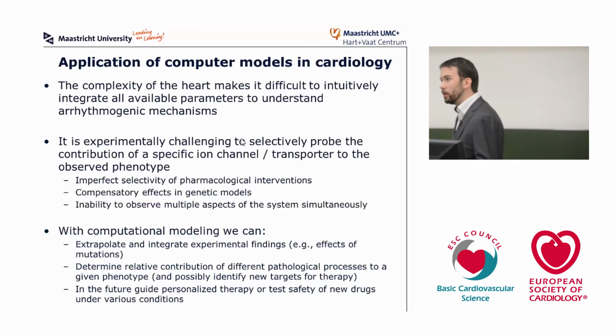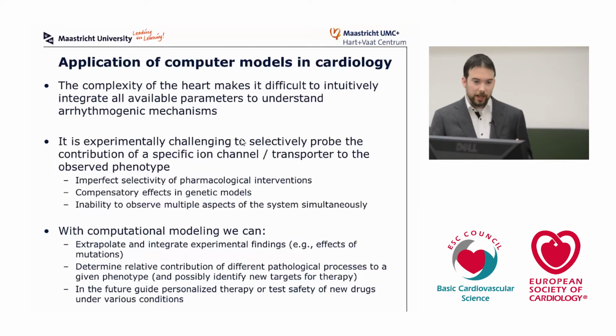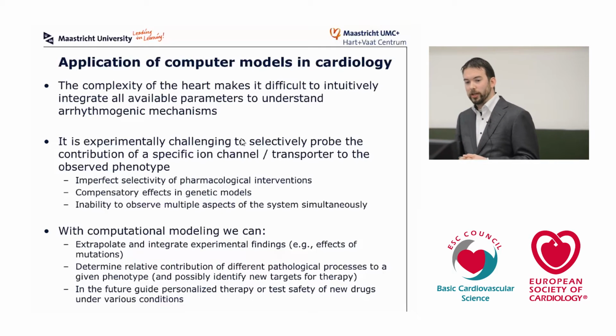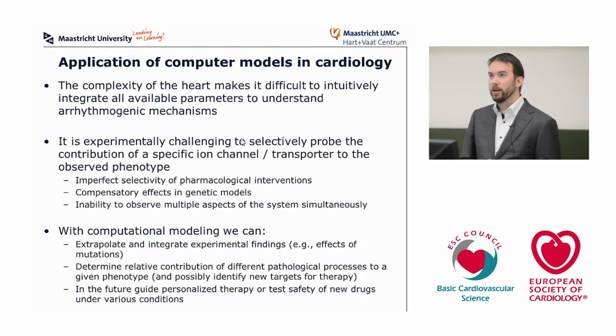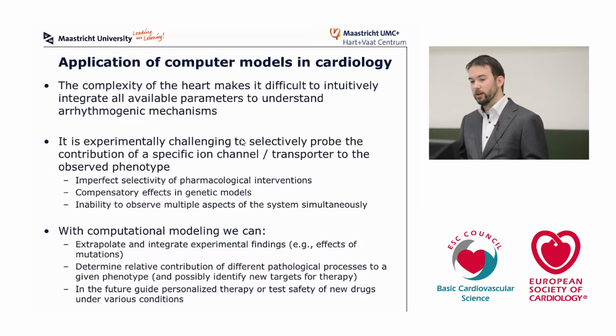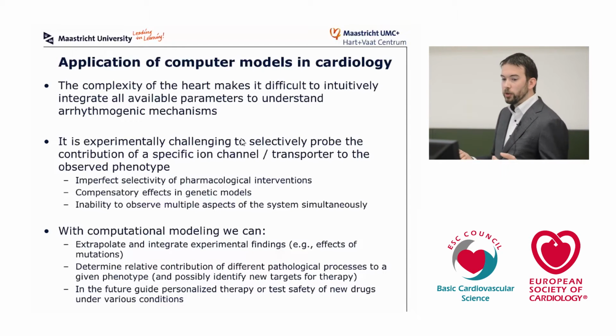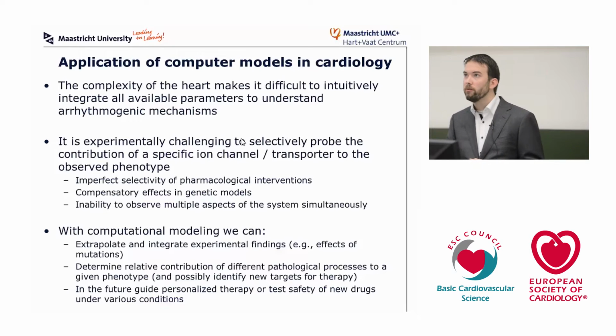Computational modeling is a complementary approach that can help us to overcome some of these limitations. It might allow us to extrapolate and integrate experimental findings. For instance, we can know that a mutation has a certain effect on an ion channel, but what does it do to the action potential? Modeling can help us find that out. It can help us to determine the relative contribution of different pathological processes to a given phenotype.